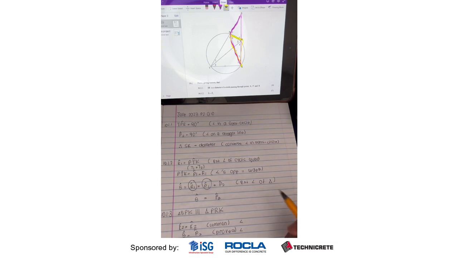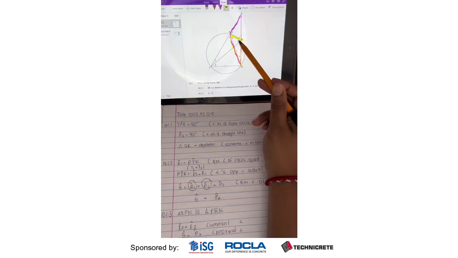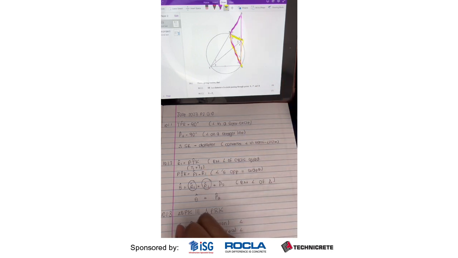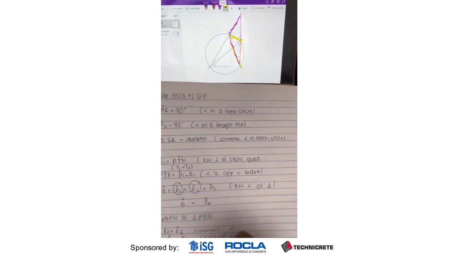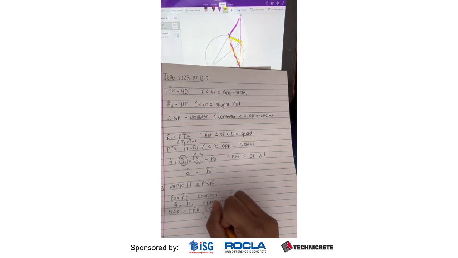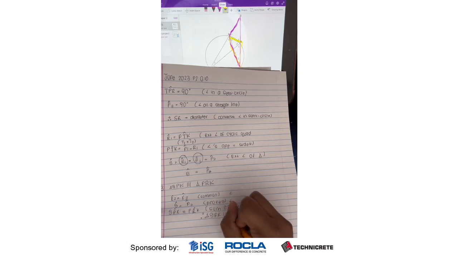And the last thing in this triangle is going to be angle SPK, which is PRK, and here it's going to be SPK. So angle SPK is equal to angle PRK, and the last reason will be sum of angles of a triangle. Therefore, triangle SPK is similar to triangle PRK.